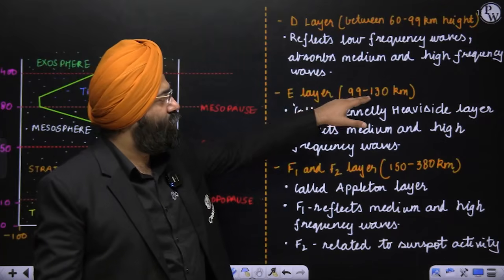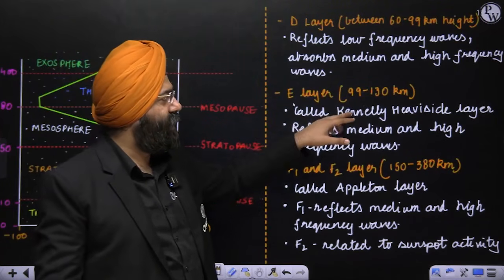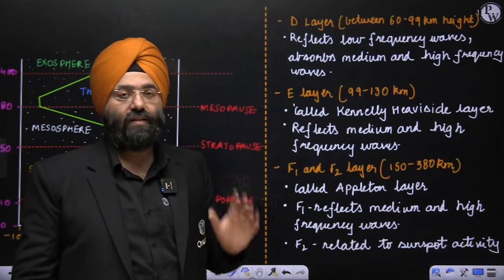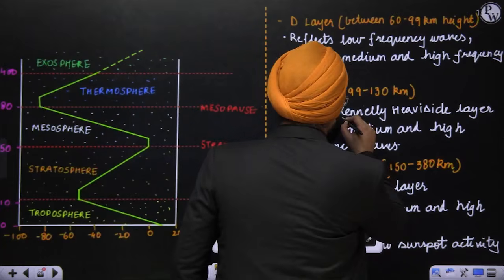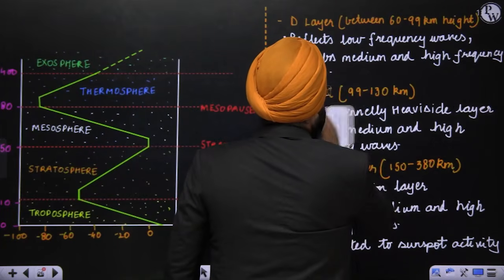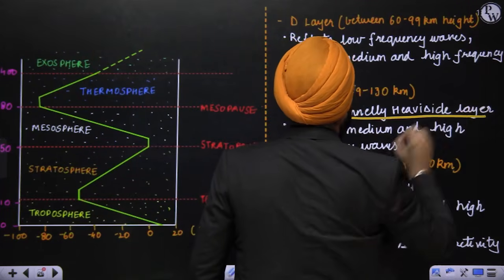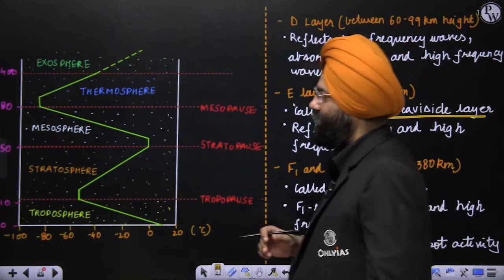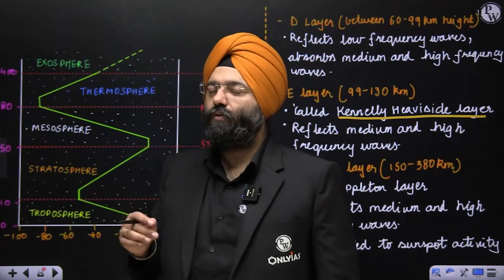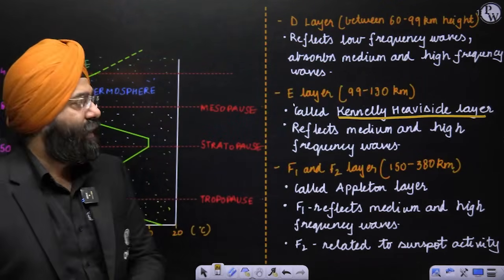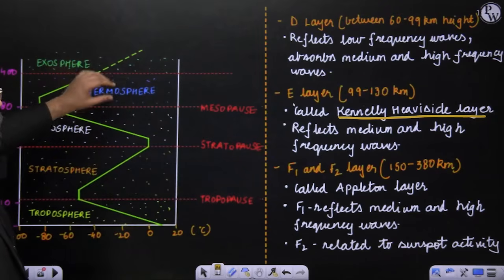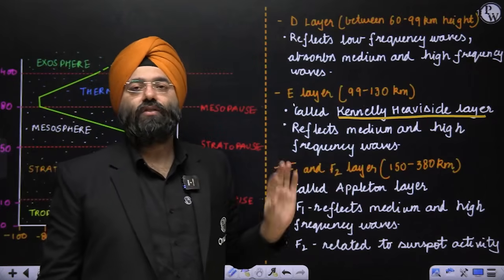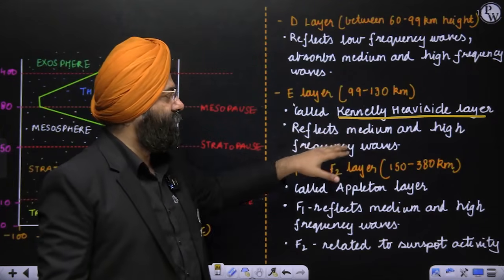E layer between 99 to 130 kilometers, it is known as the Kennelly Heaviside layer. Now, this is one thing that has been asked in prelims also in one of the PCS exams. So this word itself is very important. They can ask you, Kennelly Heaviside layer is associated with which of the following phenomena? Let us say thermosphere, mesosphere, or ionosphere. So you have to be very careful that it is talking about ionosphere. When I talk about 99 to 130 kilometers, you also know that it is present in the thermosphere, but it is associated more with what? Ionosphere. It reflects the medium and high frequency waves.